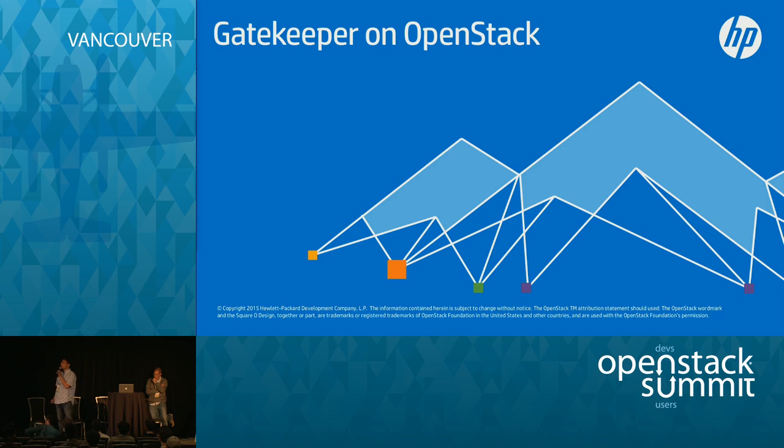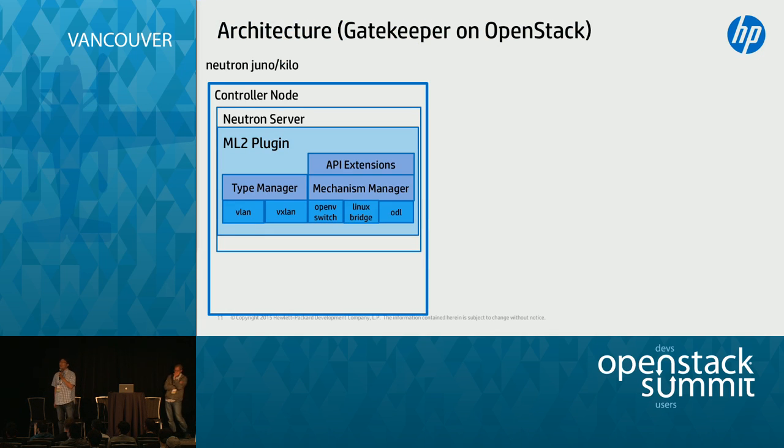I'm going to talk about more details in terms of how to integrate Gatekeeper on OpenStack. Because of time constraints, we don't want to cover the ElasticSwitch implementation on OpenStack, but currently we have implemented ElasticSwitch based on similar approaches, which I'm going to talk about now. I'm going to start from the architectural design for integrating Gatekeeper on OpenStack. Currently, we have developed Gatekeeper based on Neutron, the OpenStack Kilo release as well as the Juno release.